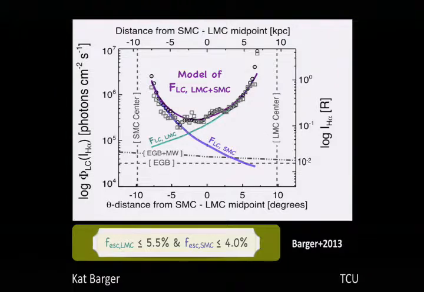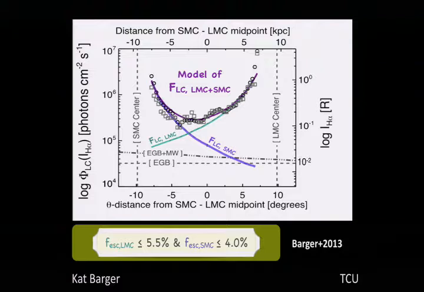We have predictions for how much ionizing radiation these galaxies are producing because we have an idea of their star formation rates. And so with the amount that's escaping and the amount that they produced, we can calculate their escape fractions over here. What we then get is something on the order of less than 6% for the LMC and less than 4% for the SMC.